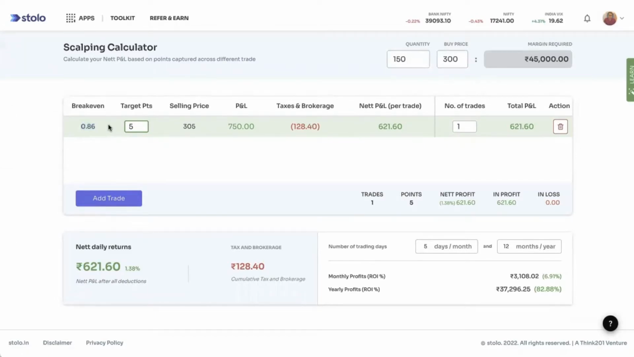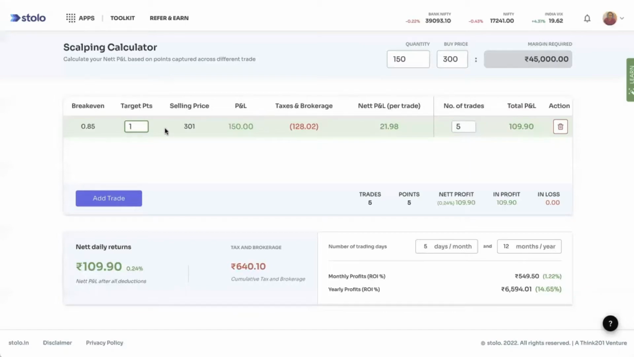What that means is, if your buy price is 300 and you sell it at 301, you still would be profitable. If you make this 1, you still would be profitable because you would make a net PNL of 150, but your net PNL would be just 21 rupees because you would be paying tax and brokerage of 120 rupees. If you do this 5 times a day, your net PNL for the day would become 109 rupees after all the tax deductions, right? So here your net PNL is 109 and you ended up paying 640 as tax and brokerage.